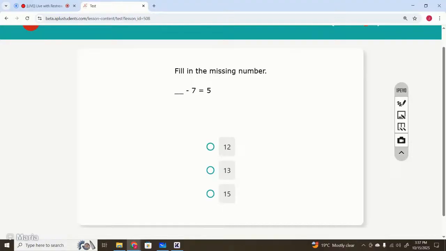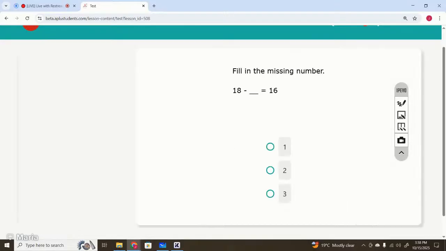Fill in the missing number. So which number is missing? That is 12 take away 7 equals 5. Option number 1 is the correct option.